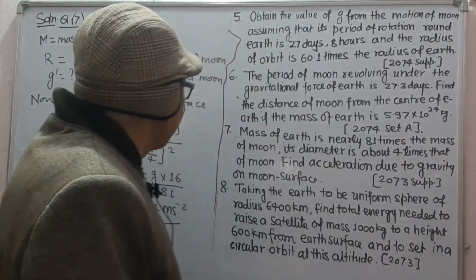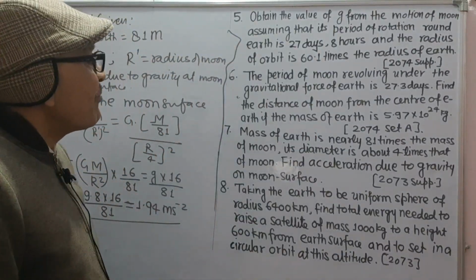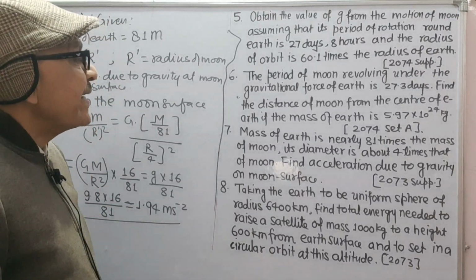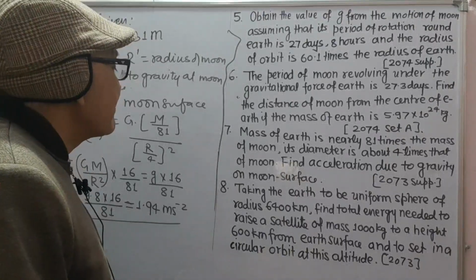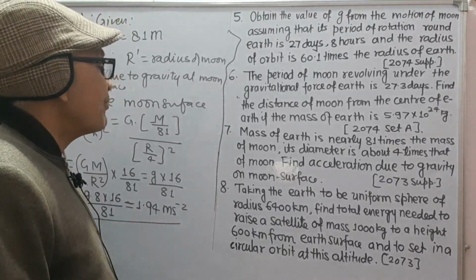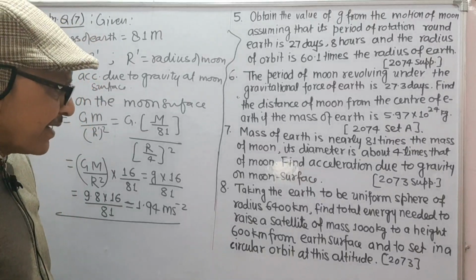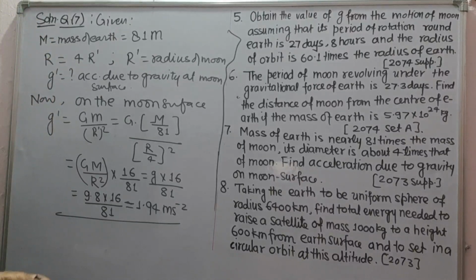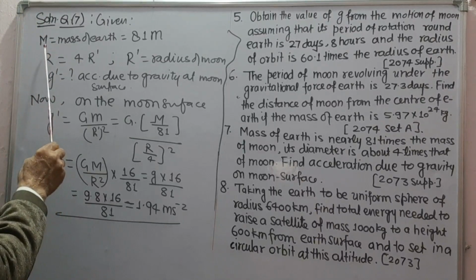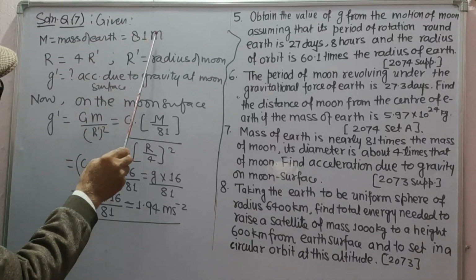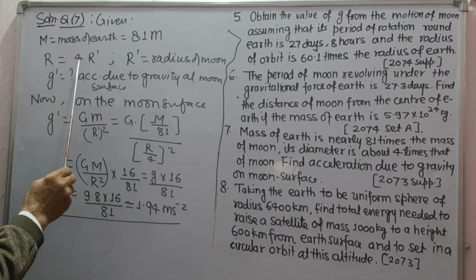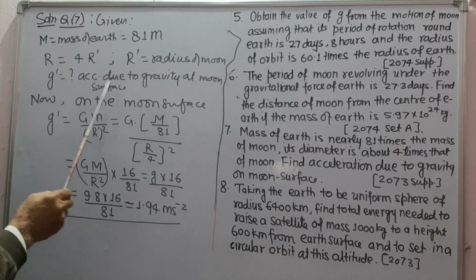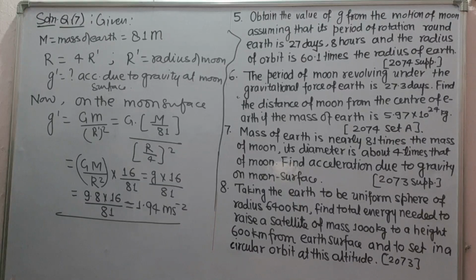Next, question number 7. The question is, mass of Earth is nearly 81 times the mass of Moon and its diameter is about 4 times the diameter of Moon. Find acceleration due to gravity on Moon surface. Now, solution. According to the question, mass of Earth is 81 times the mass of Moon. Radius of Earth is 4 times the radius of Moon. We have to find acceleration due to gravity g dash on Moon surface.